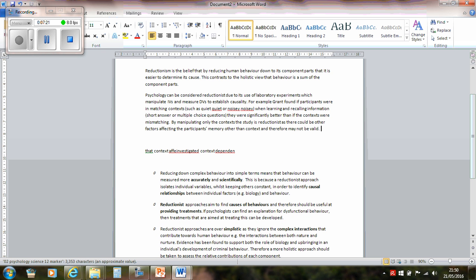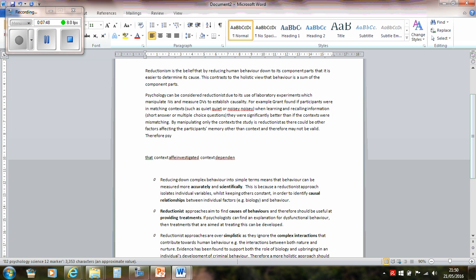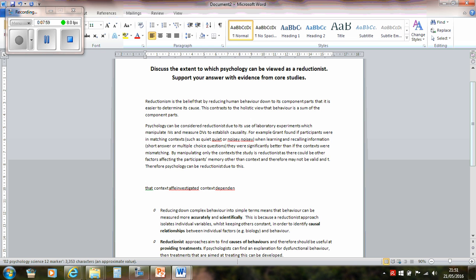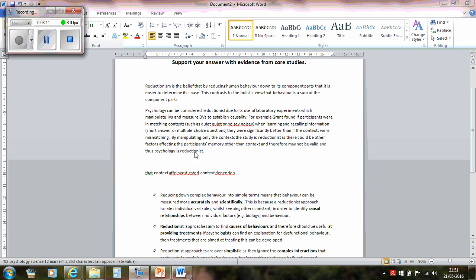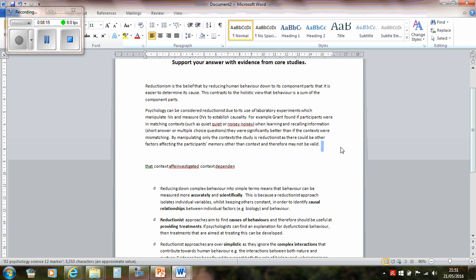Psychology can be considered reductionist due to its use of experiments where variables are manipulated to establish causality. For example, Grant found participants in matching contexts, quiet or noisy, when learning and recalling the core information, were significantly better than if the contexts were mismatching. By manipulating only the context, the study is reductionist, as there could be other factors affecting the participants' memory within the context, and therefore it may not be valid. Therefore psychology could be reductionist due to this. Does that answer the question? We probably don't need that in the end. I got into far too much detail for this question.